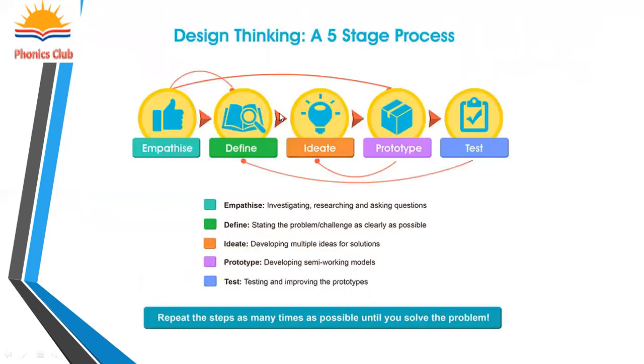So now let's see the design thinking five stages: empathize, define, ideate, prototype, test. In empathize, students will be able to investigate, research and ask questions from a teacher, from a facilitator and so on. Then they will start defining, stating the problem challenge as clearly as possible. जब भी वो कुछ अपना idea type कर रहे हैं, define कर रहे हैं, then you should be there to help them, to make their ideas more clear.